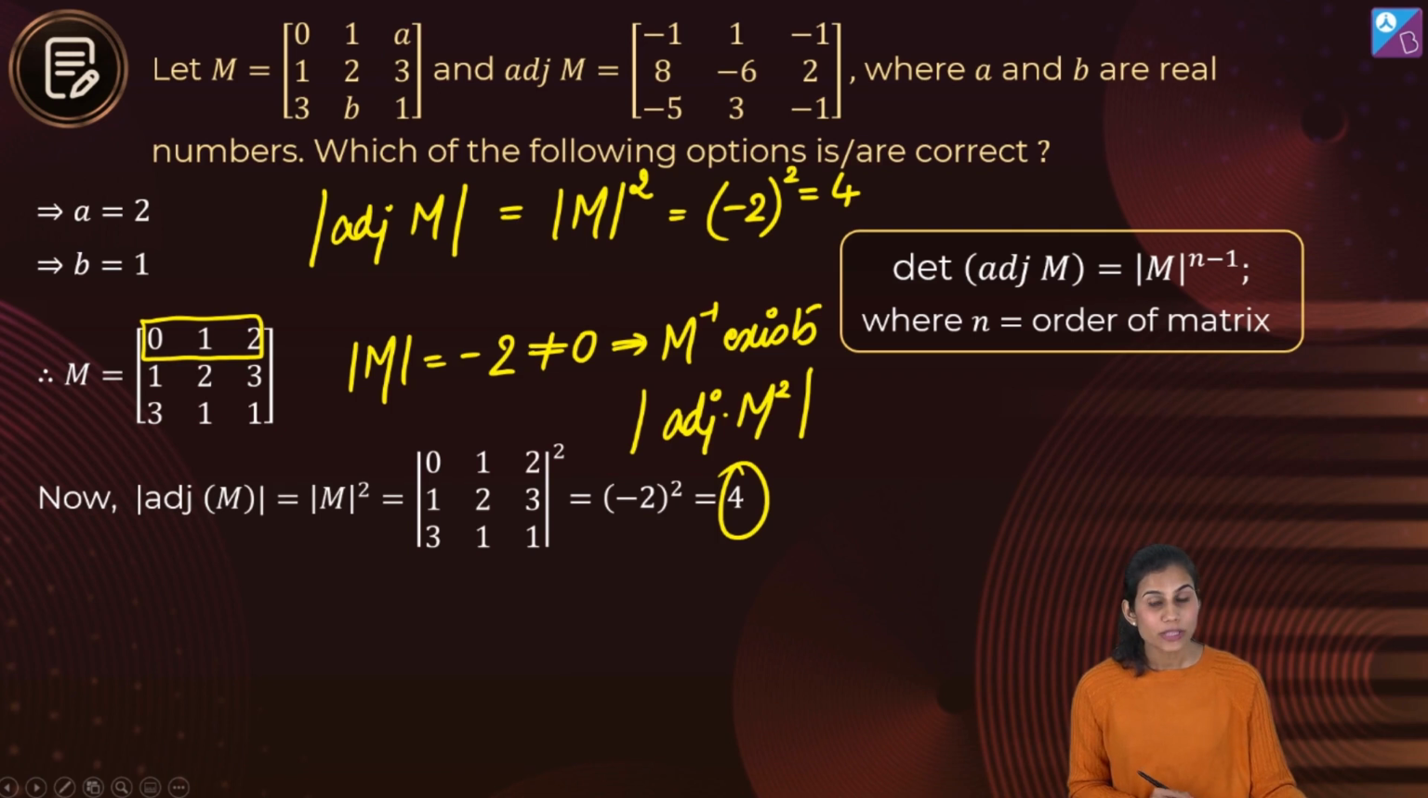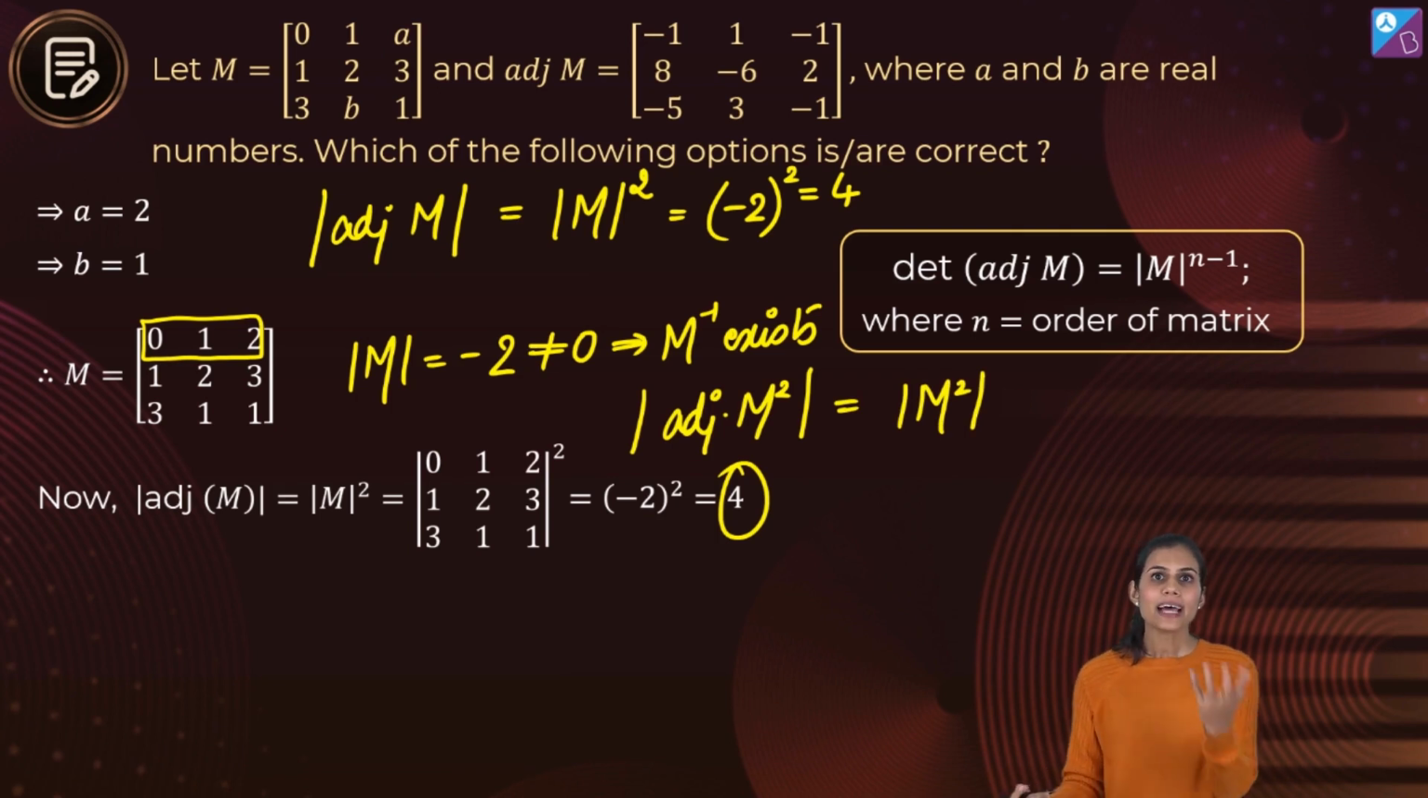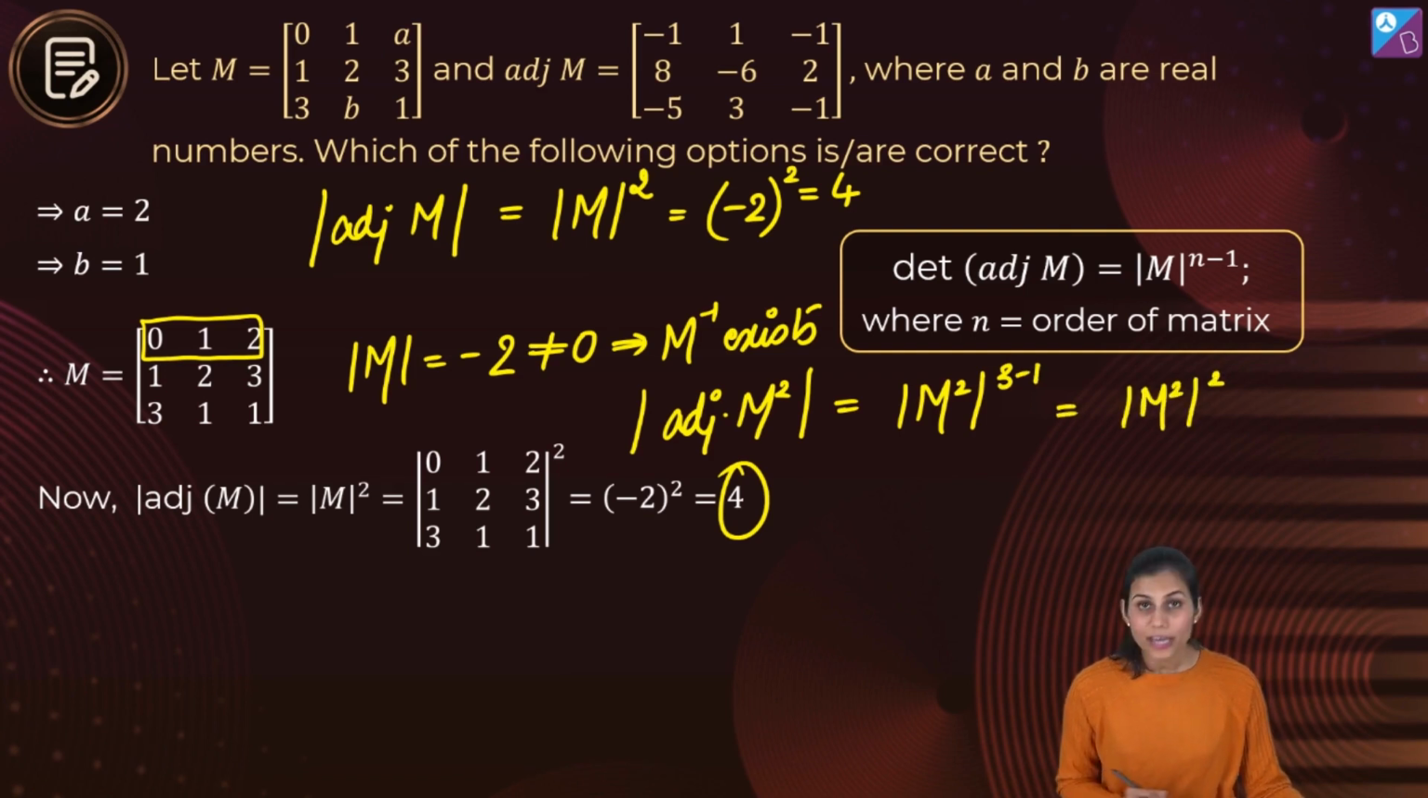What will this be equal to? Determinant of M square to the power n minus 1. Now if M has order 3, M square will also have order 3. So you will have 3 minus 1 as the power, thereby implying determinant of M square to the power 2.